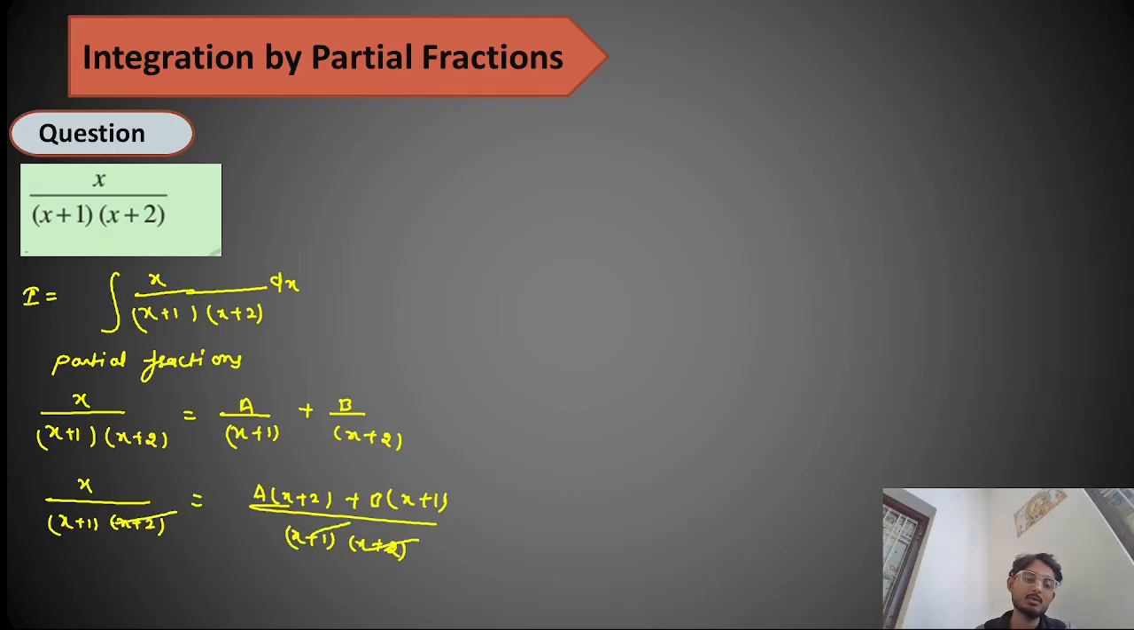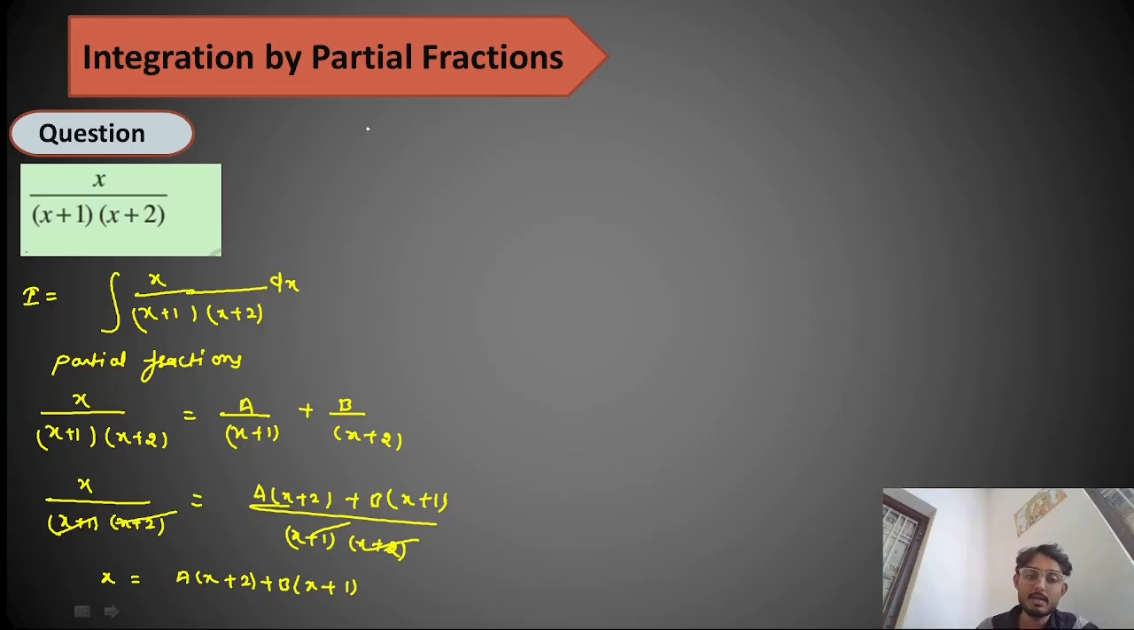This term will be cancelled out. So here x equal to a into x plus 2 plus b into x plus 1. Now how can you find the value of a and b? So you will put x equal to minus 1 or minus 2. So one term will be reduced, so you can find the value of the other term. If you put x equal to minus 2, there will be 0. So a into 0 will be 0, so you can find the value of b.